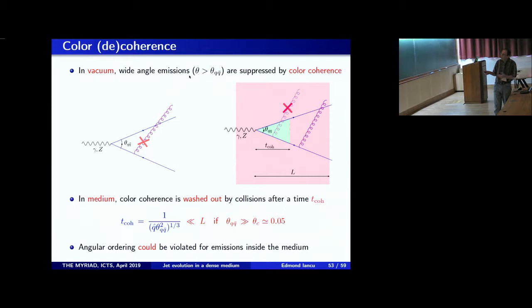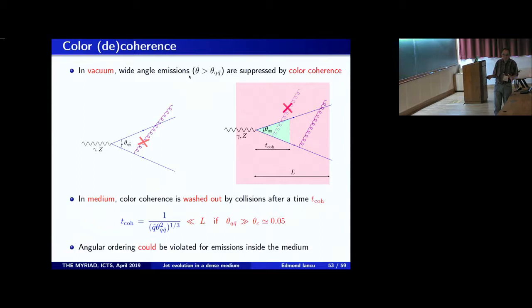So in principle, such emission at large angle is allowed because there's no color coherence anymore at large time. And in fact, it's easy to check that if the opening angle of the antenna is much bigger than this minimal angle theta_c, then the coherence time is much more than L. So the typical situation would be when the gluon is emitted at large time, much bigger than the coherence time. And so you can say, okay, since it's emitted at large time, there's no color coherence, so the angular ordering can be violated. And this is wrong.